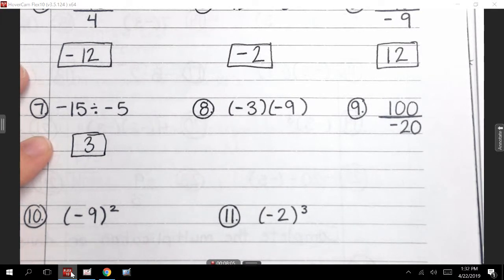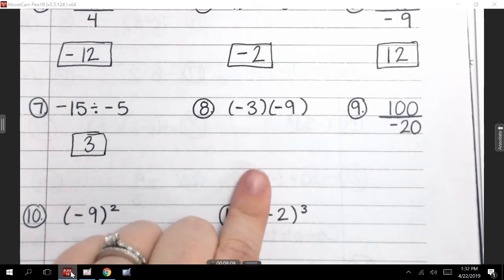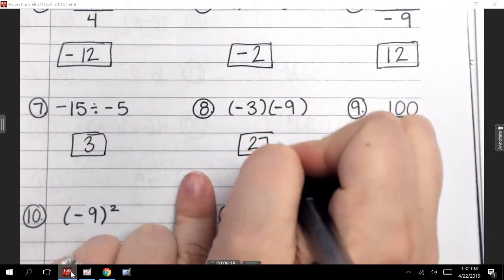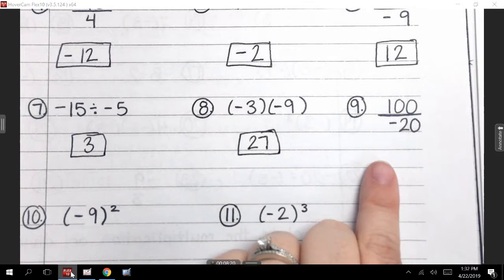Number 8, Addison. Same signs or different signs? Same sign. So what type of answer should I have? A positive answer. Very good. And what is 3 times 9? 27. Okay. Question, Aaron?